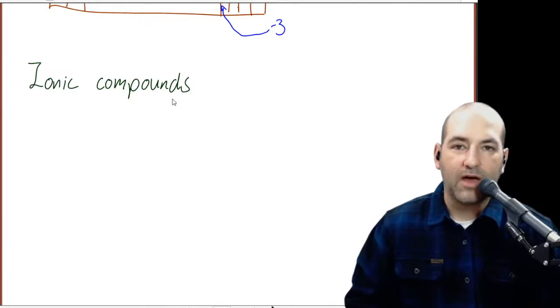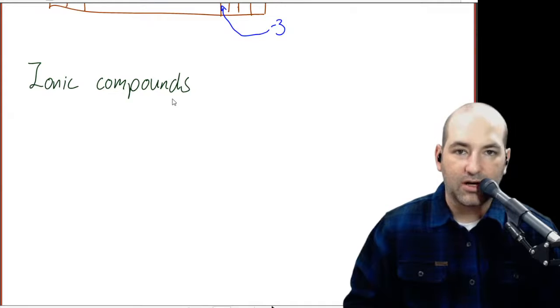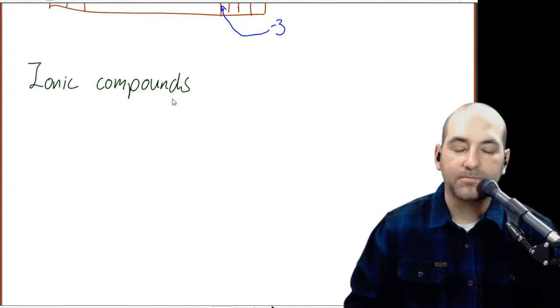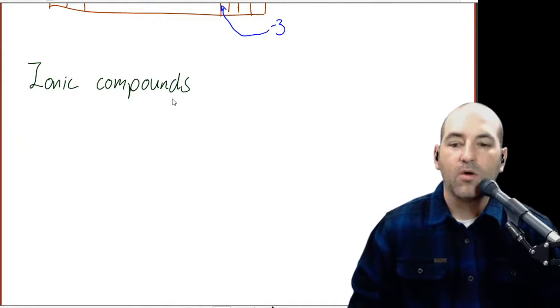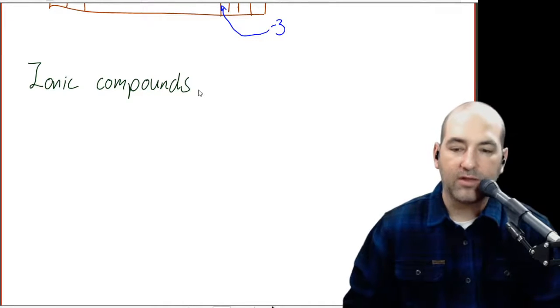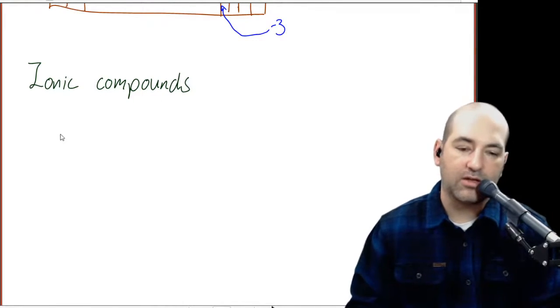Armed with that knowledge that we just talked about, and with what we said before, that compounds are neutral sets of cations and anions together, we can figure out ionic compounds and what their formulas should be and write them down. So let's do an example.